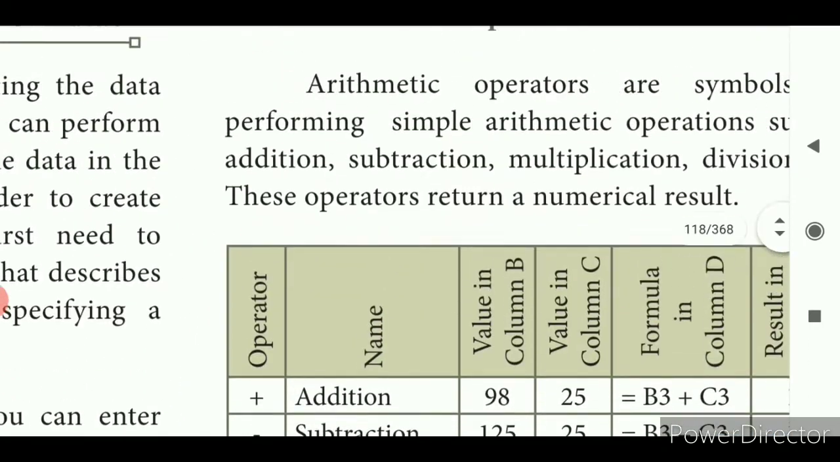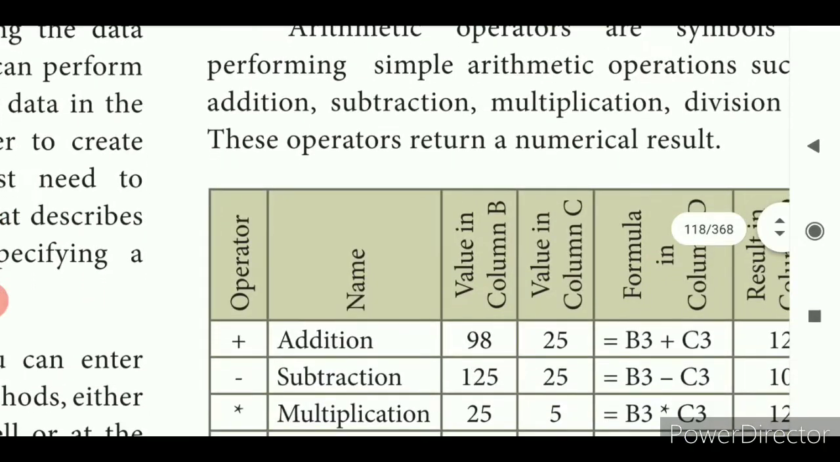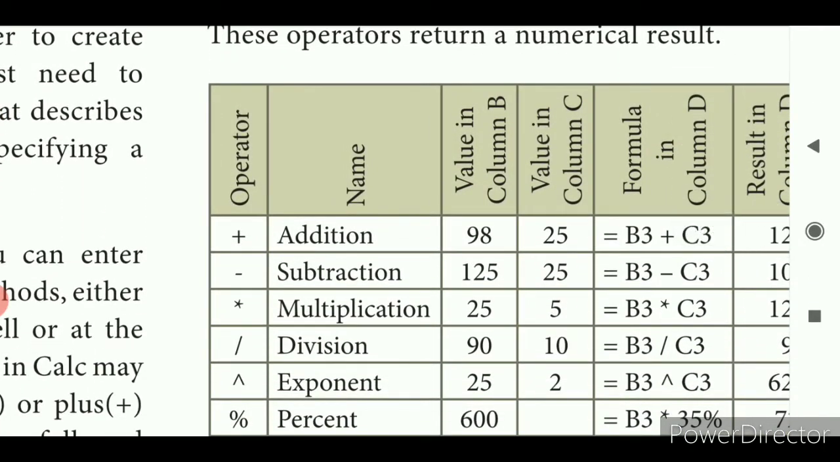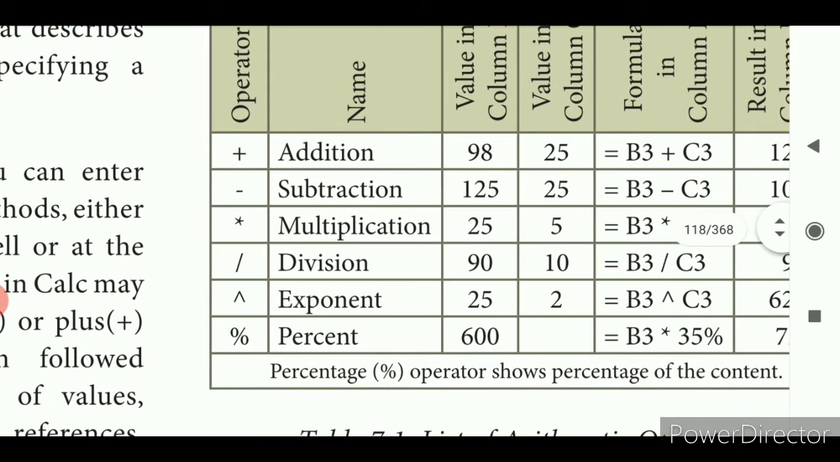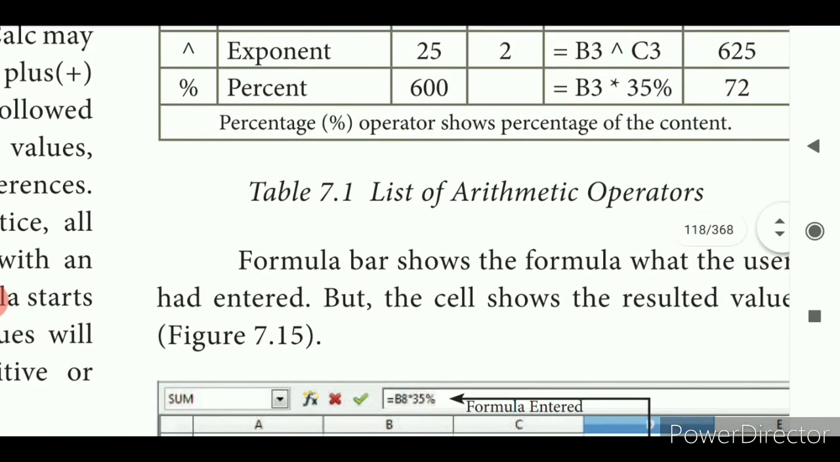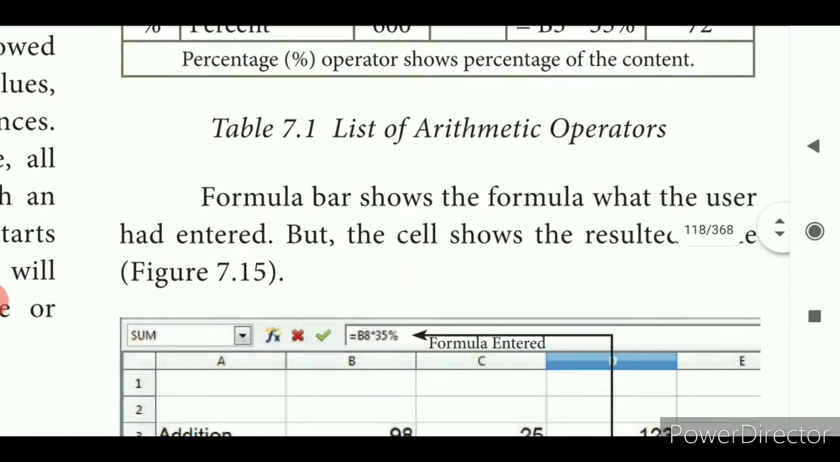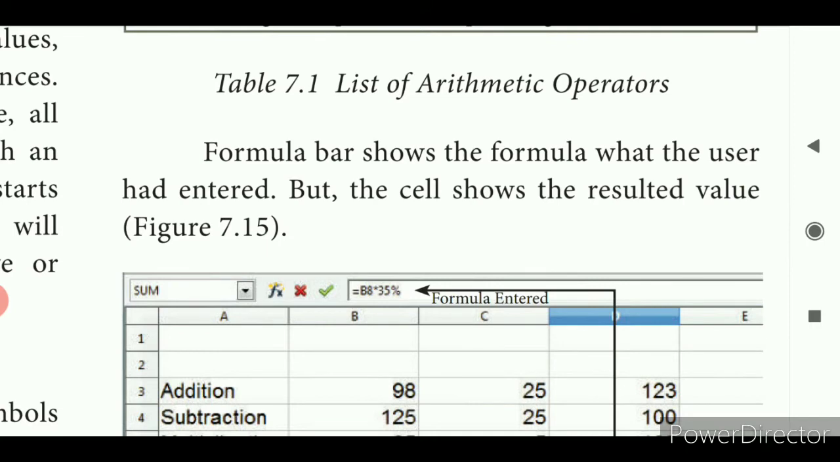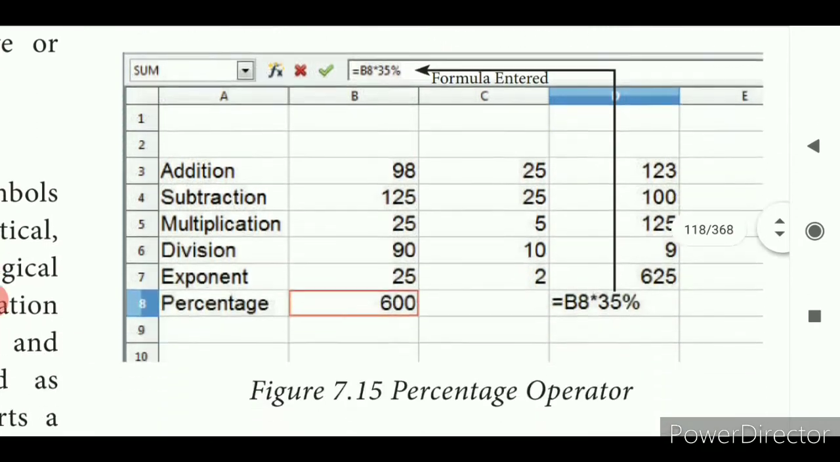What are the arithmetic operators available in this tabular column? You can see addition. In column B you have 98, in column C you have 25, and the formula should start with the equal symbol. Then B3 plus C3 will give the addition value. Like that, subtraction, multiplication, division. Then what do you mean by exponent? Exponent means a power value, 25 to the power 2, so the value is 625. Then the percentage value. The formula bar shows the formula that the user has entered. You enter it in the active cell, but the formula bar shows the formula you entered.